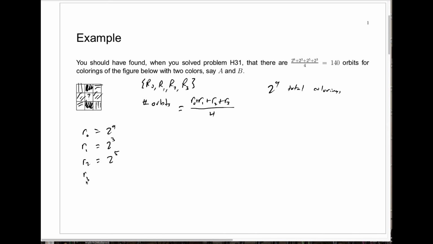Now, I claim R3 is just the same as R1, and that's 2 cubed. That's easy to see by symmetry, since the rotation R3 is just the same as the rotation R1, just in the other direction. So the number of orbits is exactly 2 to the 9th plus 2 cubed plus 2 to the 5th plus 2 cubed, all over 4, and you probably computed that. That's 140.